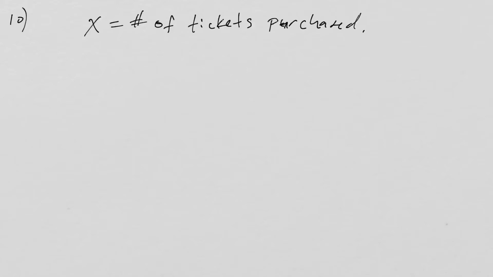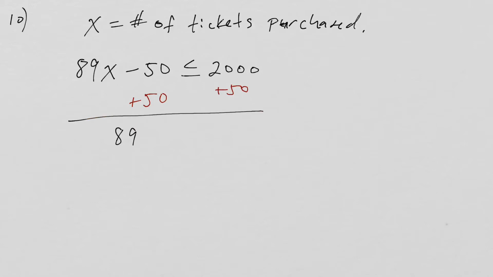So what we'll do is we'll say $89 times the number of tickets, that's the price that they're paying for all of the tickets, minus the $50 discount. This has to be less than or equal to, meaning no more than $2,000. So that's our equation. We're going to start by adding 50 to each side. And we'll get 89x is less than or equal to 2050.